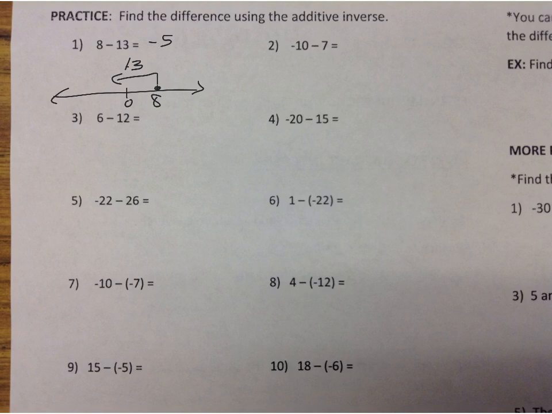Now I can also make this 8 plus negative 13. So 8 plus negative 13, and that tells me the same thing. I'm still starting at 8, and I'm still going to the left 13, and I'm still going to end up at negative 5.